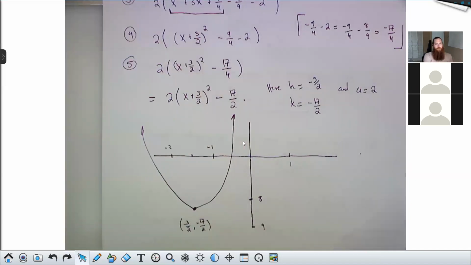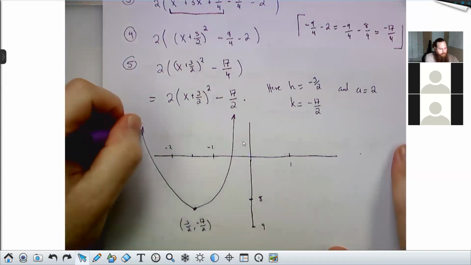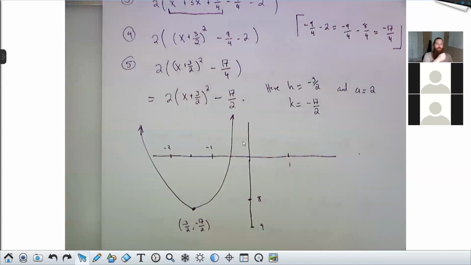All right, this would be a perfectly acceptable graph for these purposes. We've got the vertex correct. We've got the parabola opening in the correct direction. For now, this is good enough.